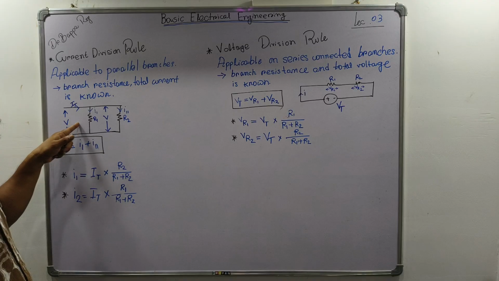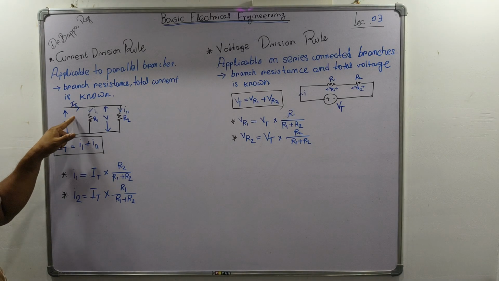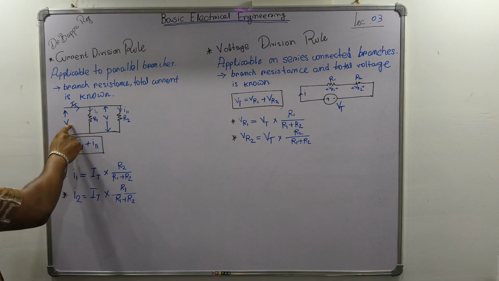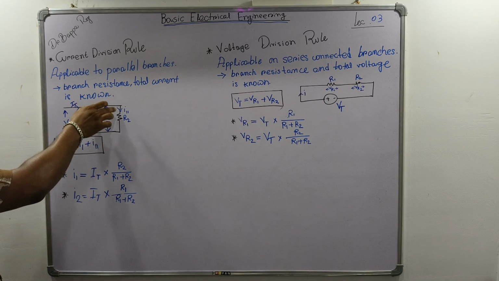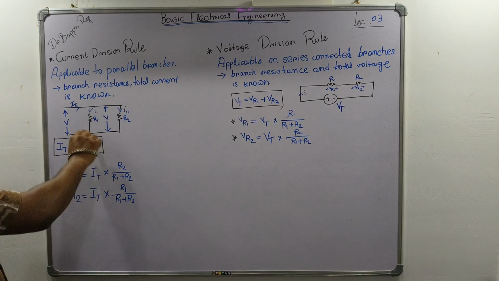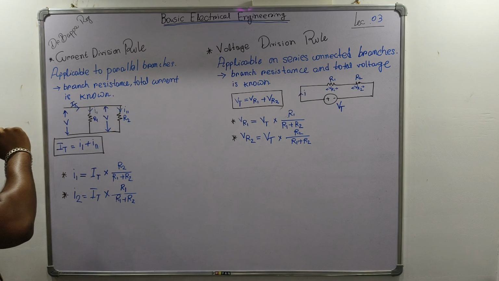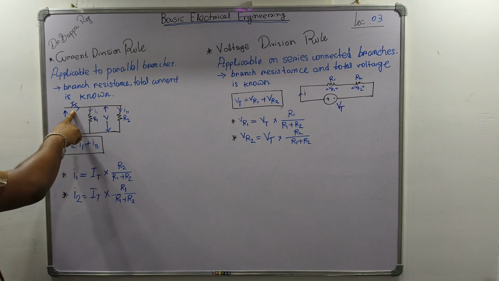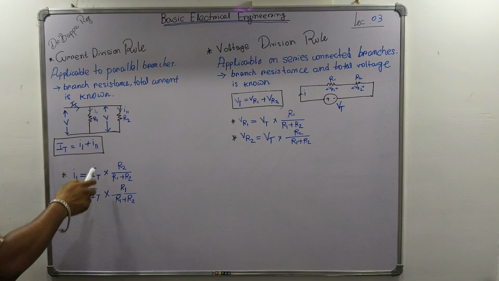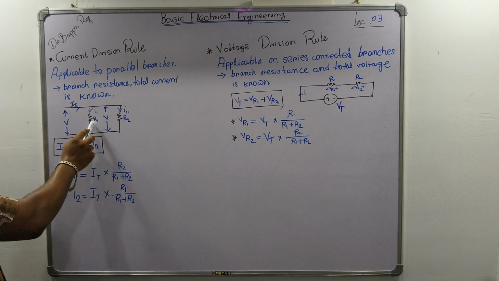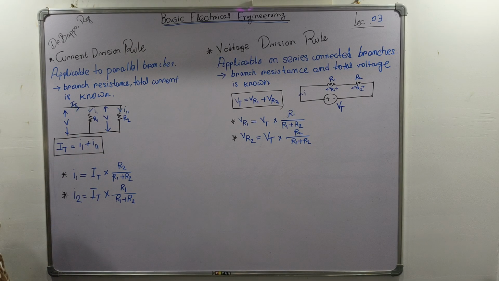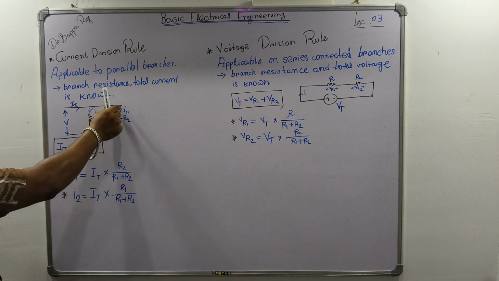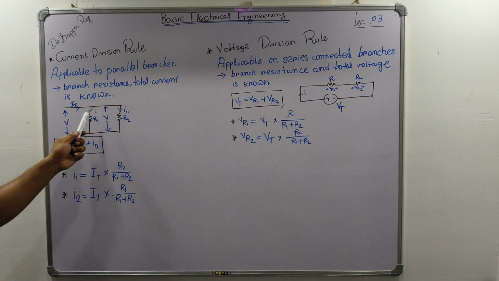So I have shown here one circuit. Here two branches are connected in parallel. The voltage will be the same across all these branches or resistances because they are parallel. Here the total current supply is IT. The first branch has resistance R1, the second branch has resistance R2, and these two branches are connected in parallel.